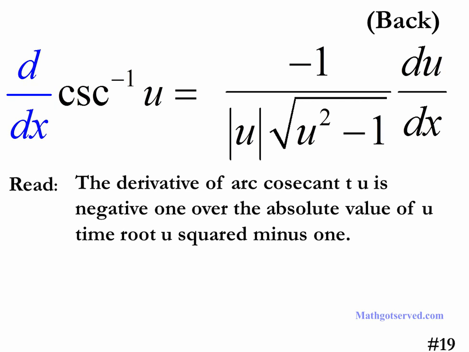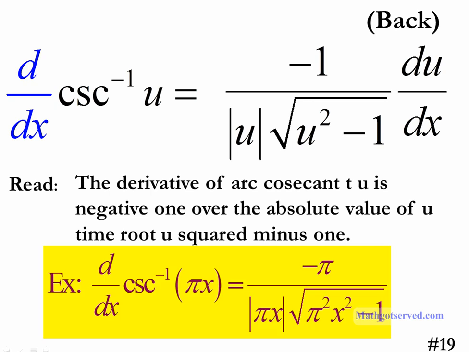Now in this situation, you notice that this formula is very similar to the previous formula, the formula for the derivative of the arcsecant. This is just the opposite of that formula. The only difference is that we have a negative here, and that of the secant has no negative. Everything else is identical. Now let's consider an example.